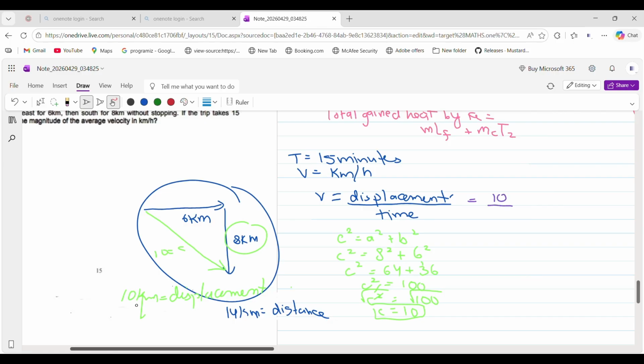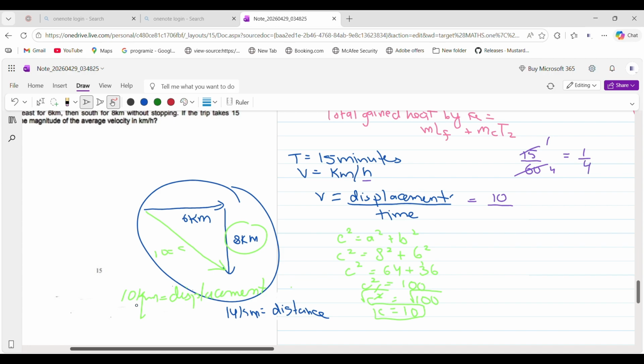Okay, and time, now see, time is given in 15 minutes, and they have asked us to find kilometer per hour, which means we need to convert this 15 minutes into hour first. So 15 divided by, 1 hour has 60 minutes, right? So 15 divided by 60. So what it comes out to be, 15 ones are 15, 15 twos are 30, 15 threes are 45, 15 fours are 60. So 1 by 4. Okay, 1 by 4.